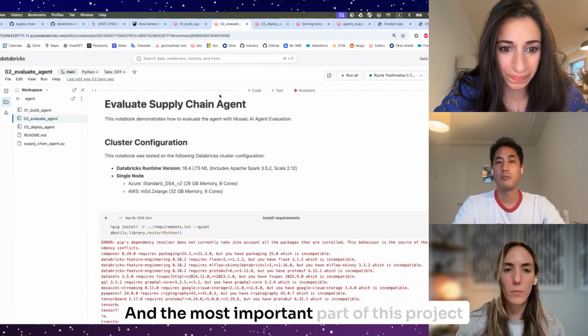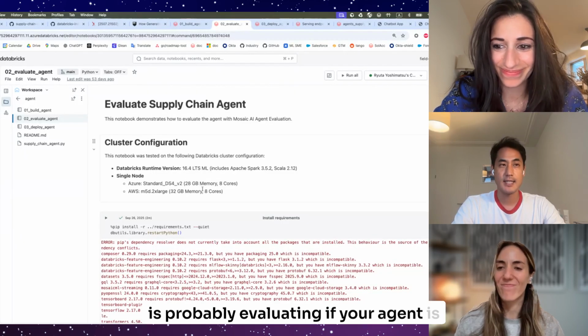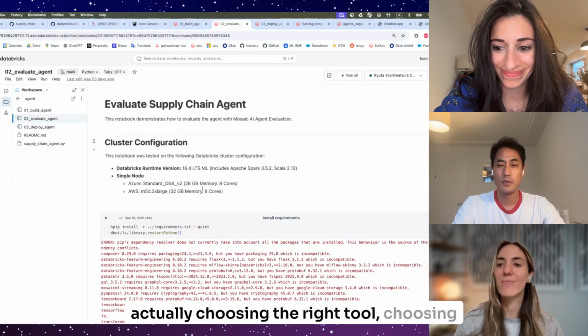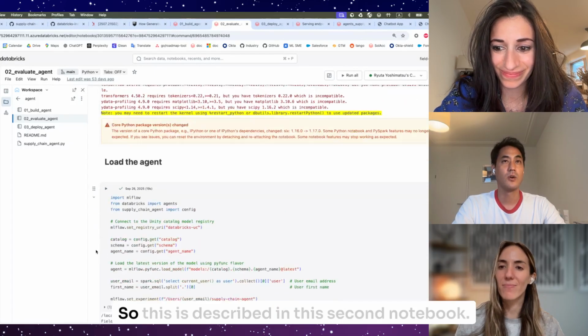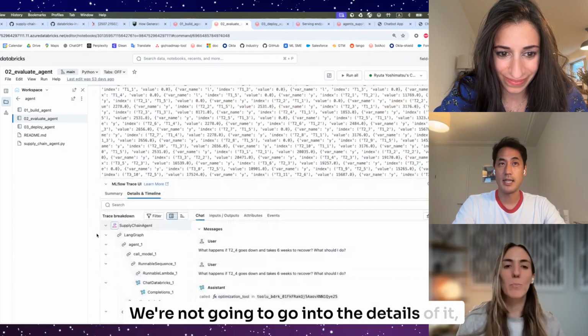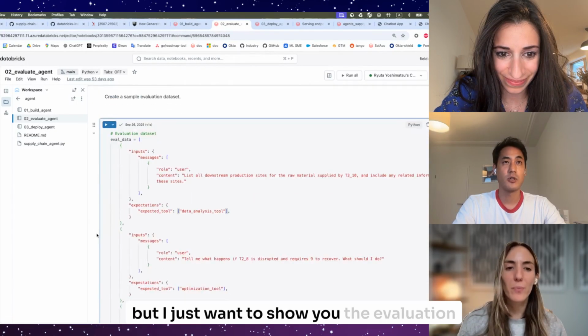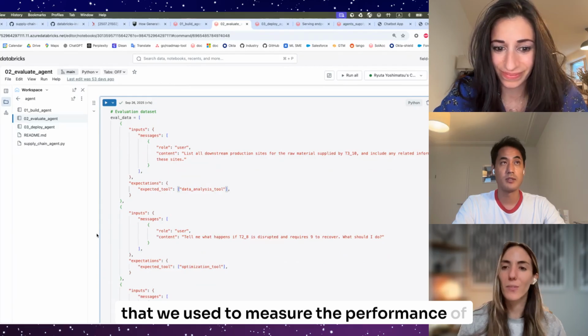And the most important part of this project is probably evaluating if your agent is actually choosing the right tool and choosing the right parameter. For this, we use agent evaluation. This is described in this second notebook. We're not going to go into the details of it, but I just want to show you the evaluation data set that we used to measure the performance of this agent.